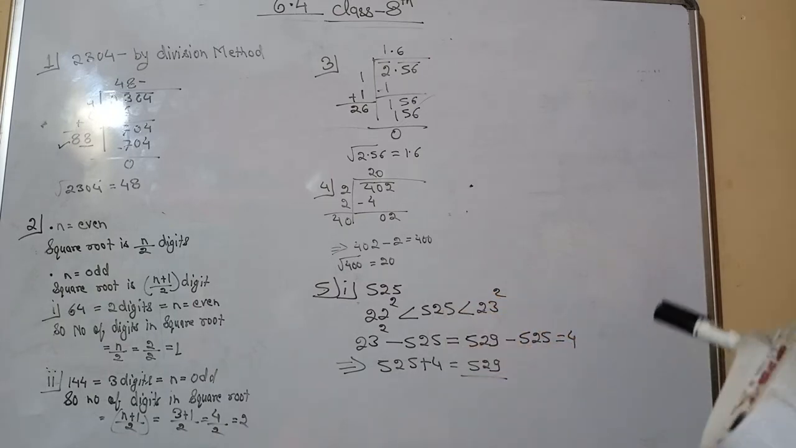Now, question number 5. Find the least number which must be added to each of the following numbers so as to get a perfect square. Also find the square root of the perfect square so obtained.